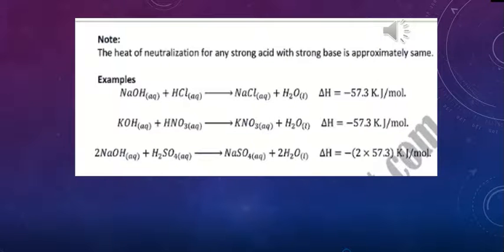So this is an important point for the MCQs or for the blanks, that this amount of heat of neutralization is generated when a strong acid reacts with a strong base. You will write that the heat of neutralization is minus 57.3 kilojoules per mole. So this point is very important for the MCQs and the blanks.